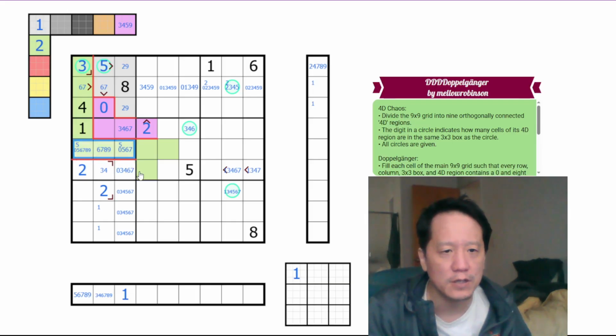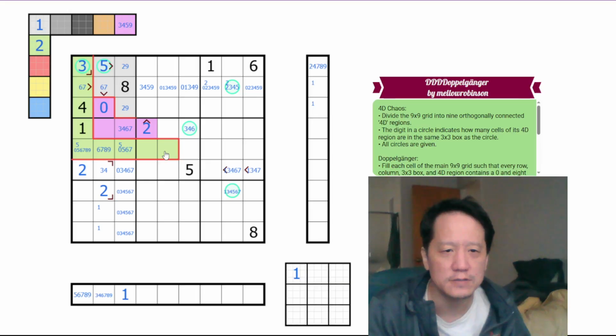But we have to be missing a 2 in a column here. Well, it has to be a column which contains a green, so it must be the last possible green here. And therefore, this is done as a region.